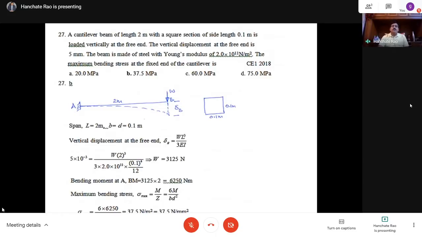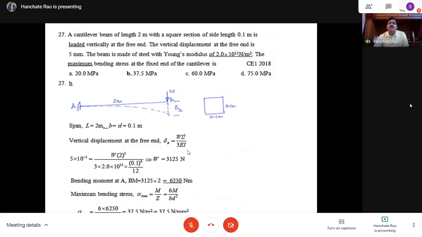This problem can be solved by using the principle of deflection. If a cantilever is subjected to a vertical load W at the free end, the deflection at the free end is WL cubed by 3EI. This we studied in the deflection chapter. So equate WL cubed by 3EI to 5 mm. The only unknown in this problem is W.